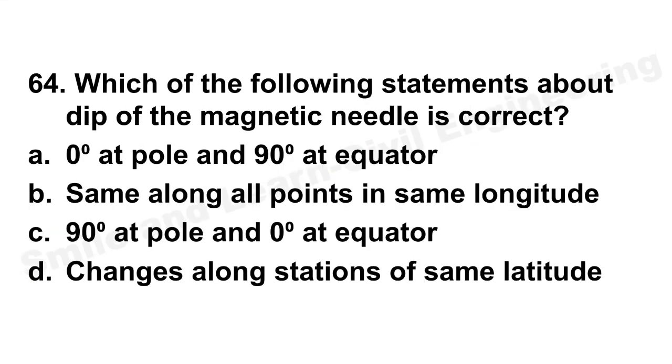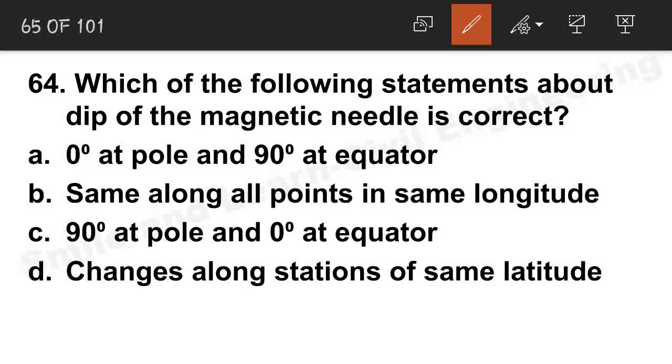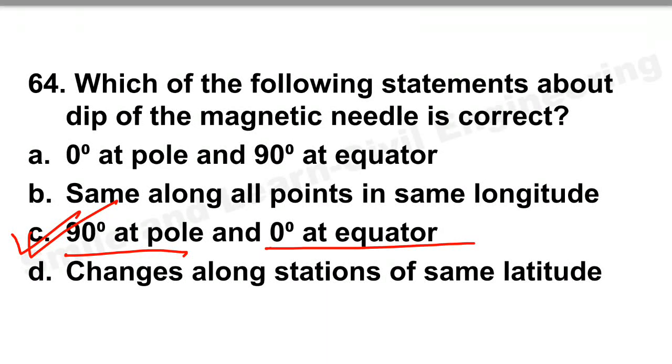Next question, which of the following statements about dip of the magnetic needle is correct? So dip is what? It is the vertical angle between the magnetic needle and the horizontal or parallel line of the earth. Okay. So that will be 90 degrees at poles. Dip is maximum at poles and it is minimum at equator, 0 degrees at equator.